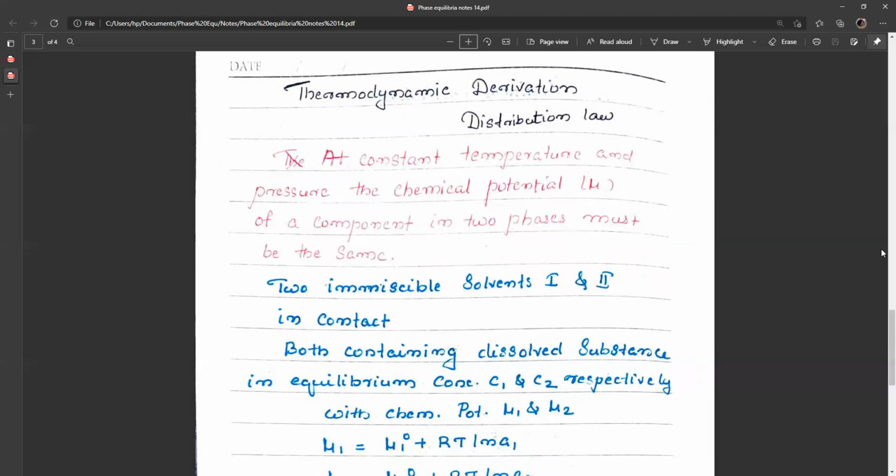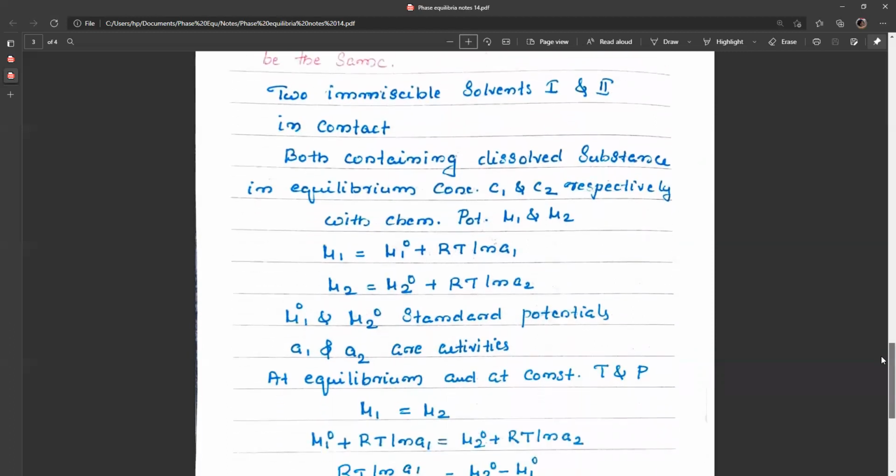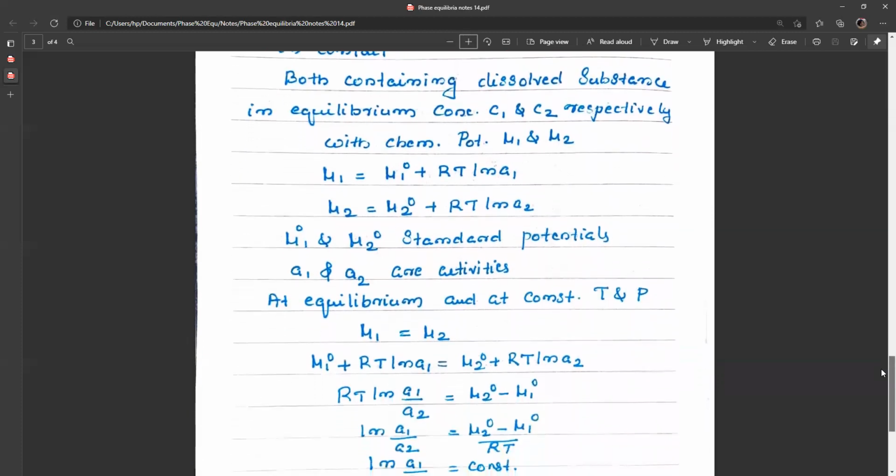According to thermodynamics, mu1 is equal to mu10 plus RT ln A1, and mu2 is equal to mu20 plus RT ln A2. Mu10 and mu20 are standard potentials. A1 and A2 are activities. At equilibrium and constant temperature and pressure, mu1 is equal to mu2. So mu10 plus RT ln A1 is equal to mu20 plus RT ln A2, or RT ln A1 by A2.